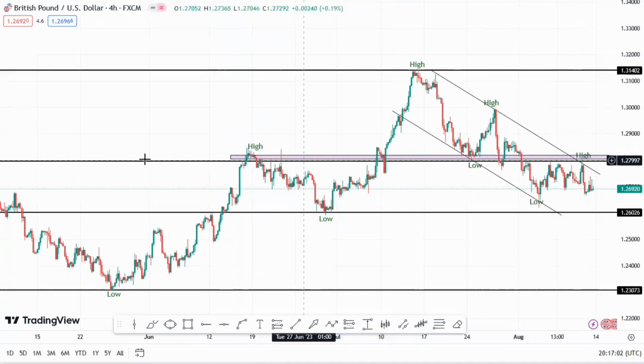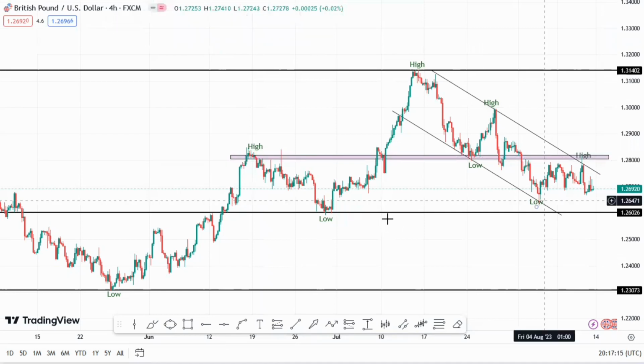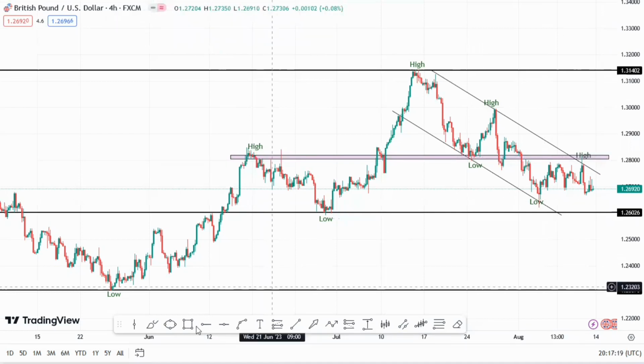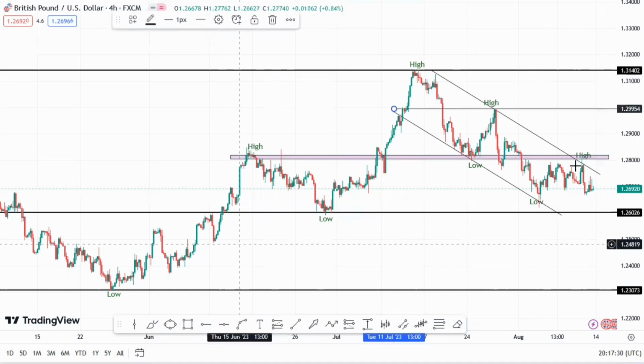So let's try to delete this zone right here. You see, this is how easy trap works. You can do this just to mark previous levels. This is what you can do. And check something. Right now, because we made this high, we're gonna be making a low.